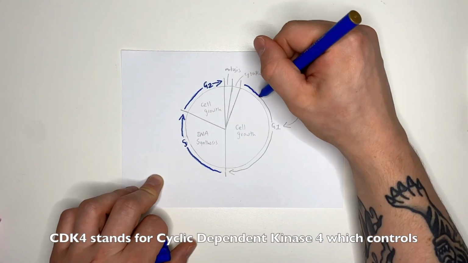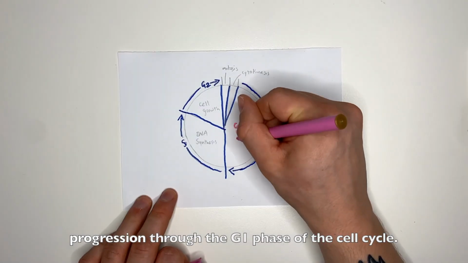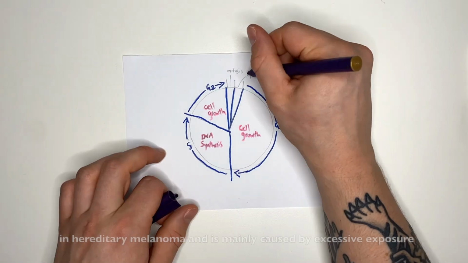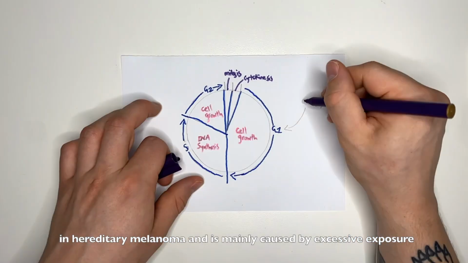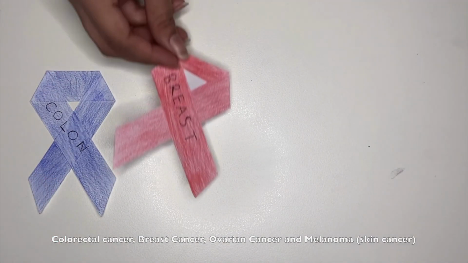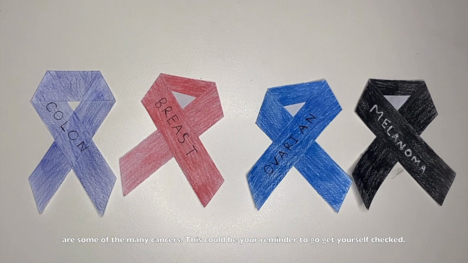CDK4 stands for cyclin-dependent kinase 4, which controls progression through the G1 phase of the cell cycle. Unlike the CDKN2A gene, this gene plays a minor role in hereditary melanoma and is mainly caused by excessive exposure to UV radiation. Colorectal cancer, breast cancer, ovarian cancer, and melanoma are some of the many cancers, but this could be your reminder to get checked.